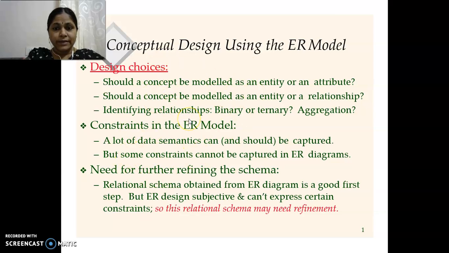Sometimes we need to take constraints also into consideration because a lot of data semantics need to be captured, and sometimes some constraints cannot be captured in the ER diagrams. Therefore, we need to further refine the schema sometimes because it may not satisfy the need of the conceptual design.